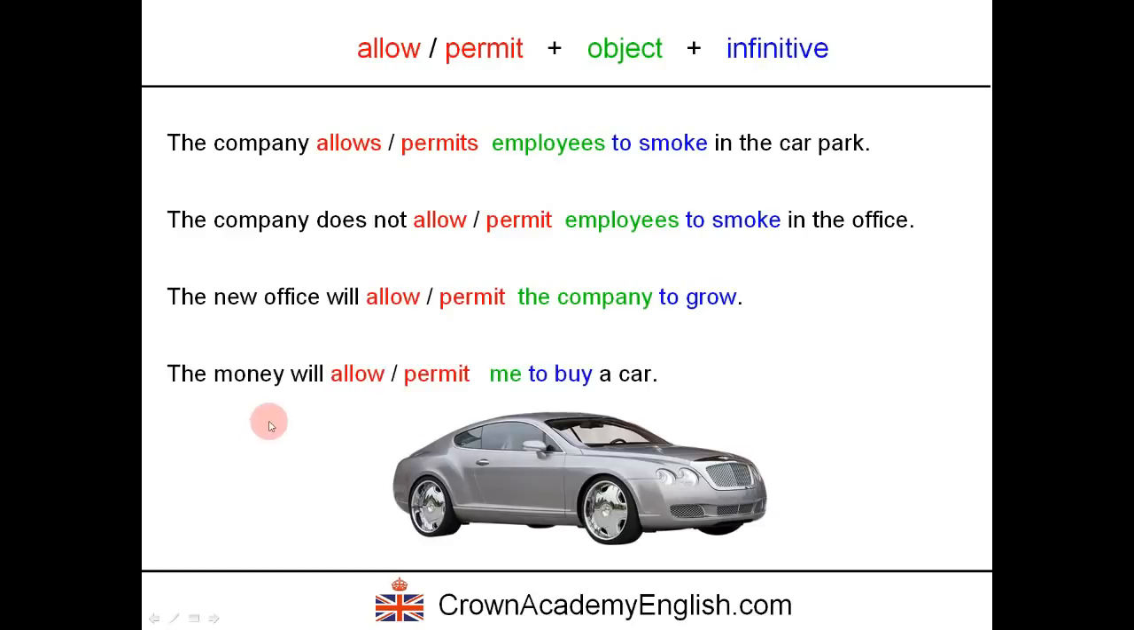Another example, the money will allow me to buy a car, or the money will permit me to buy a car. So again, the money will make it possible for me to buy a car. It will help me to buy a car. Okay, so this is not the meaning of permission or authorization. It is the meaning of making something possible. Okay.